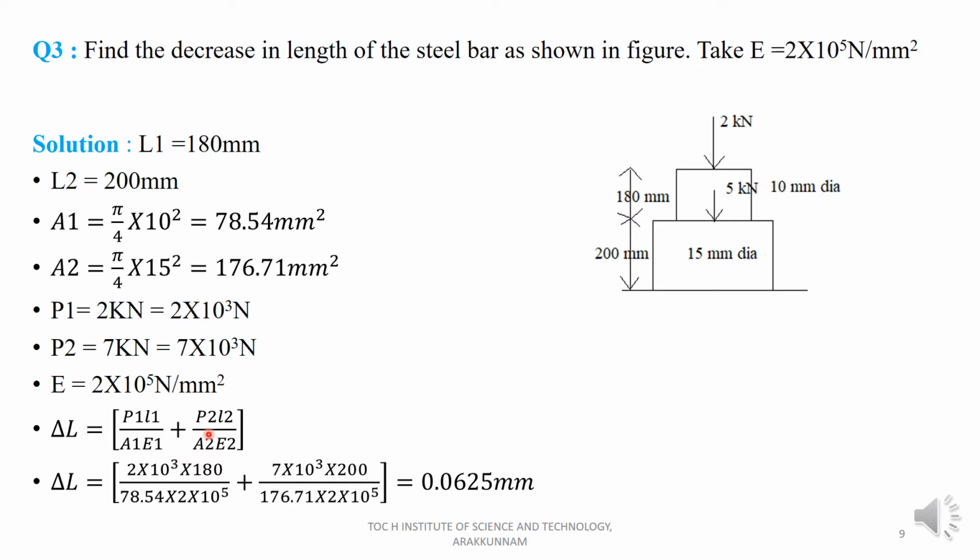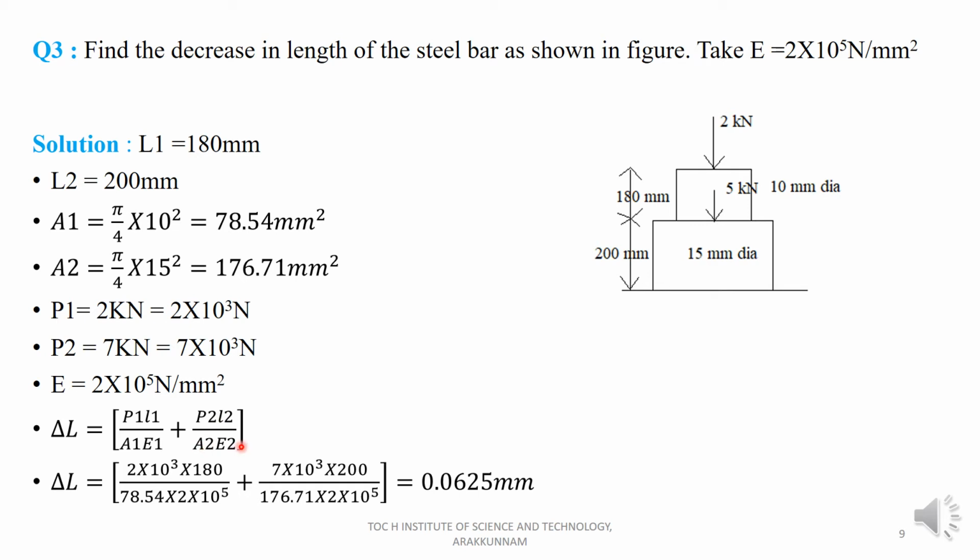So delta L is equal to P1 L1 divided by A1 E1. Otherwise you can take P and E outside, but since we cannot take P outside, we can take only E outside, since E is the same for all the sections. Since P is inside the bracket, we can also put the E inside the bracket. So the equation can be written as delta L is equal to P1 L1 divided by A1 E1 plus P2 L2 divided by A2 E2.